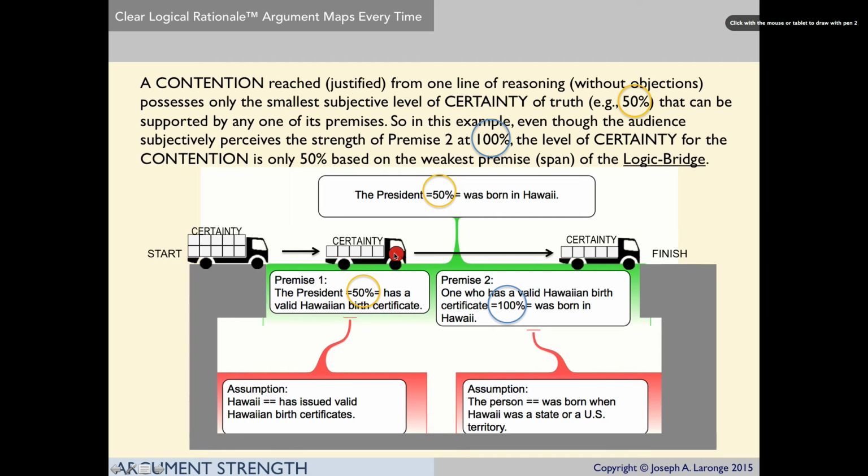That means that the audience has already lost half their certainty here. So it maintains that half a certainty as it goes over premise 2, because that's at 100%. But the contention is based on the certainty that's left when the audience reaches the finish line.